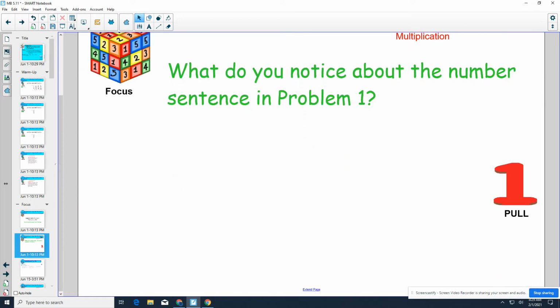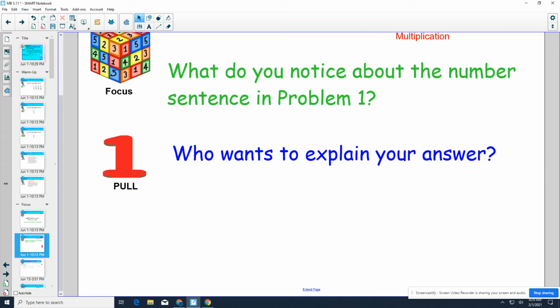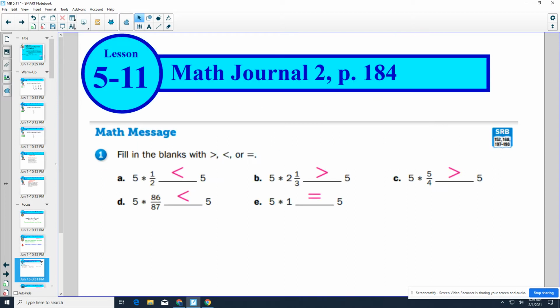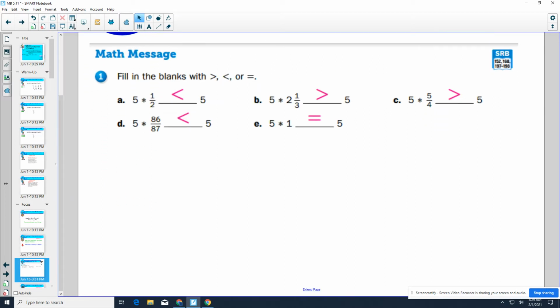Okay, so what do you notice about the number sentence in problem 1? Something we want you to think about there. And who wants to explain their answer? A little bit harder to do at home, but let's go ahead and look here at problem 1. So remember, this one here is greater than, then you have less than, equal to.